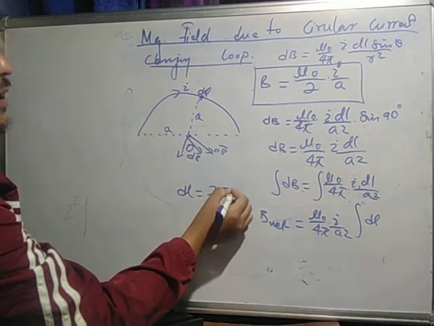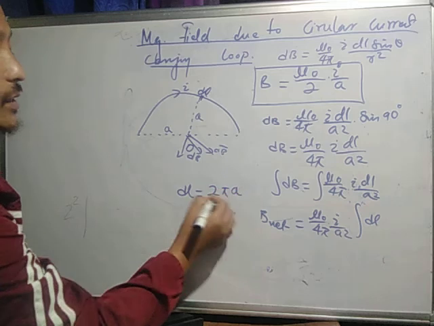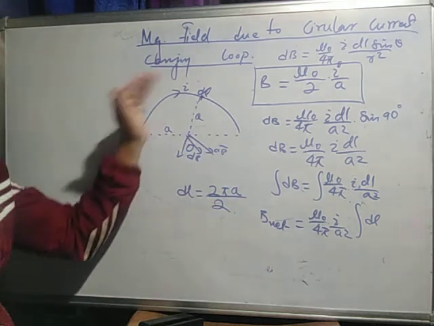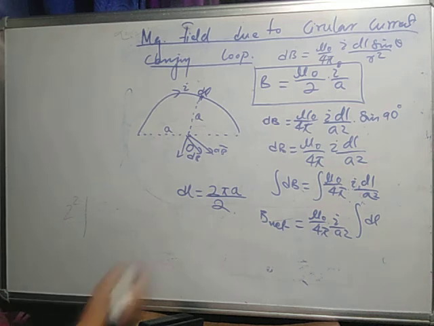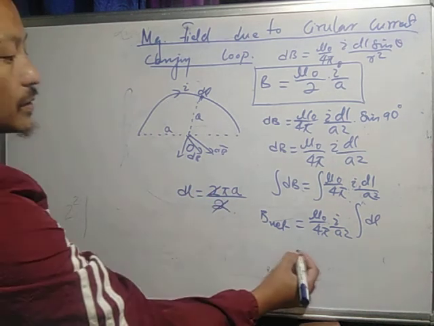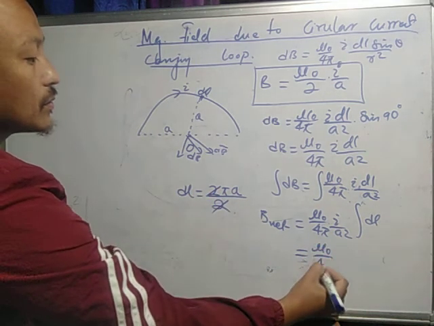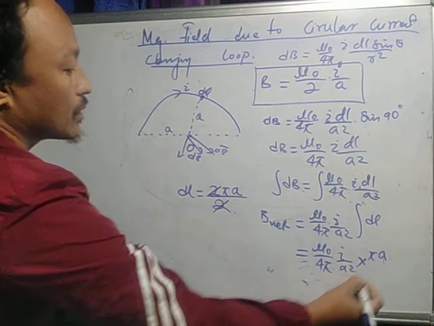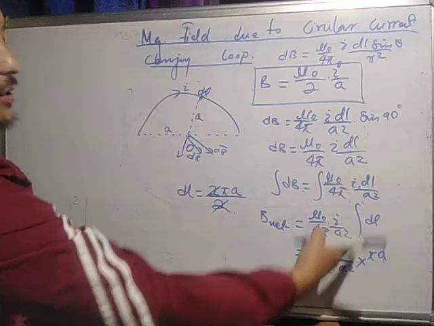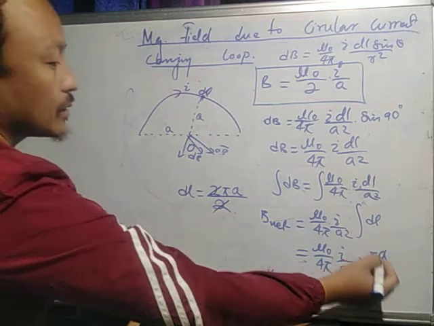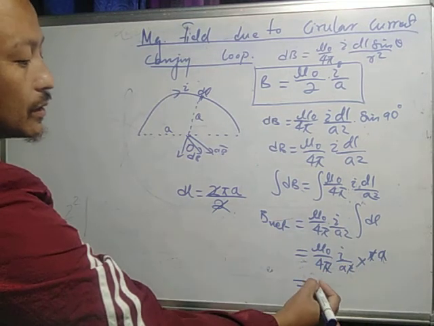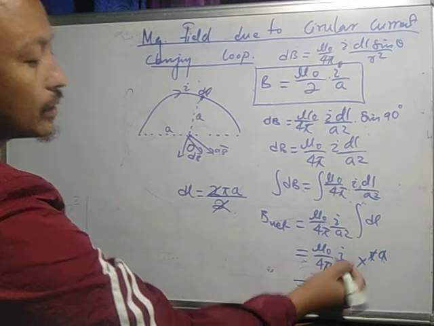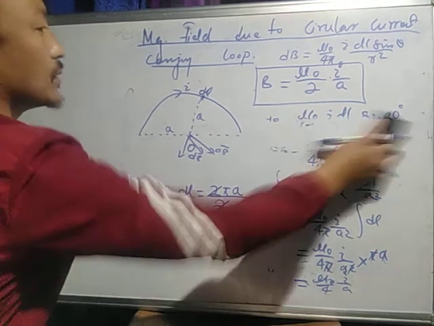2 pi r, that is a, isn't it? By 2, half. The circumference of the semicircle, how much is it? It is half. So 2 cancels. So how much? Mu naught by 4 pi, I by a square, into pi a, right? So what is the integration of dl? Pi a. A cancels, pi cancels, you'll get mu naught by 4 I by a. A is left, isn't it? So for the semicircle, how much is it?